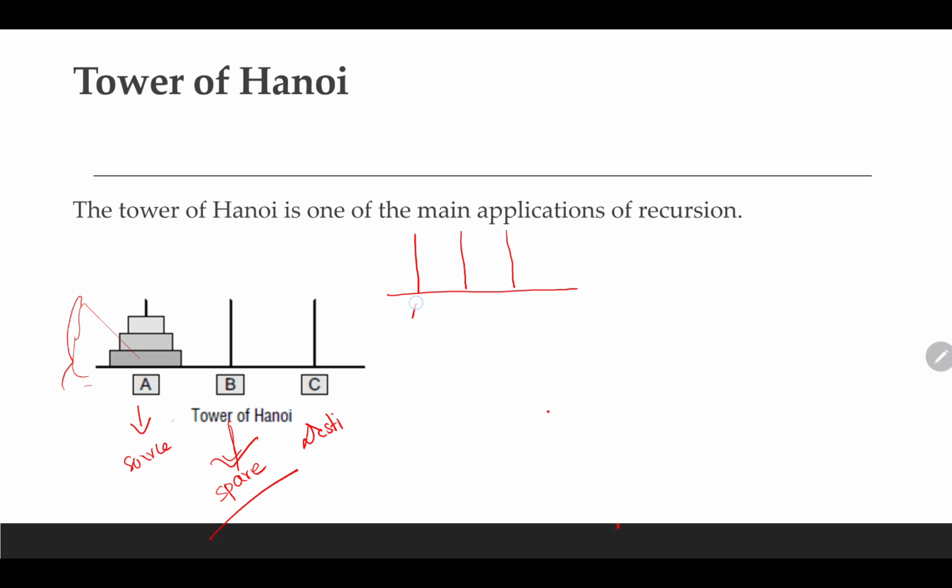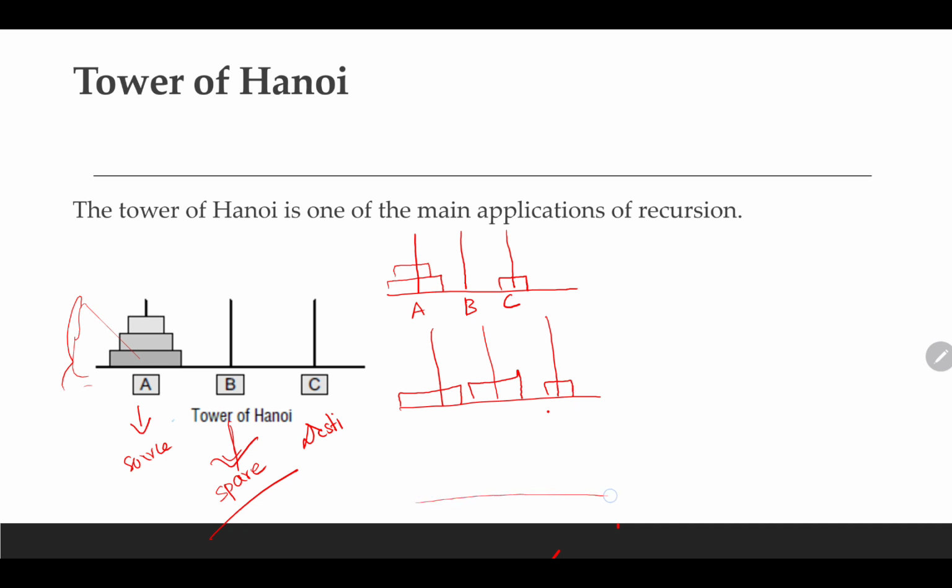Three poles. So this is A, B, C. First, the biggest, medium and smallest rings will be in pole A, and I am placing the smallest ring in C. It's the first step. In the second step, the biggest ring will be in pole A, the medium ring I am placing in pole B and the smallest ring is in C.